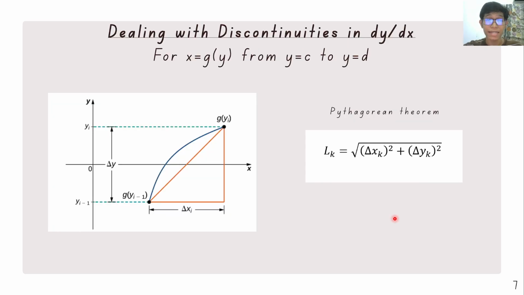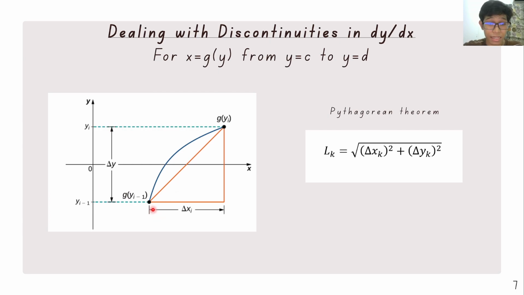For the other case, we have to deal with discontinuity in dy over dx. In this case, x is equal to g of y, from y equal c to y equal d. So it's the opposite of the first case. The first case uses the x-axis and this case uses the y-axis. We compute it in the same way as before, except we use the y-axis instead.